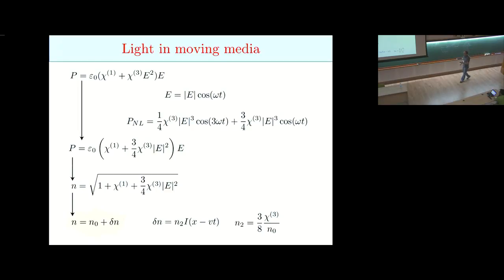So here, what I'm essentially doing is just looking at the envelope. And this envelope will have an intensity which depends on x and t, okay? And, by the way, the n2 in terms of the chi 3 is just related by this relation. But we can essentially just stick with the n2.